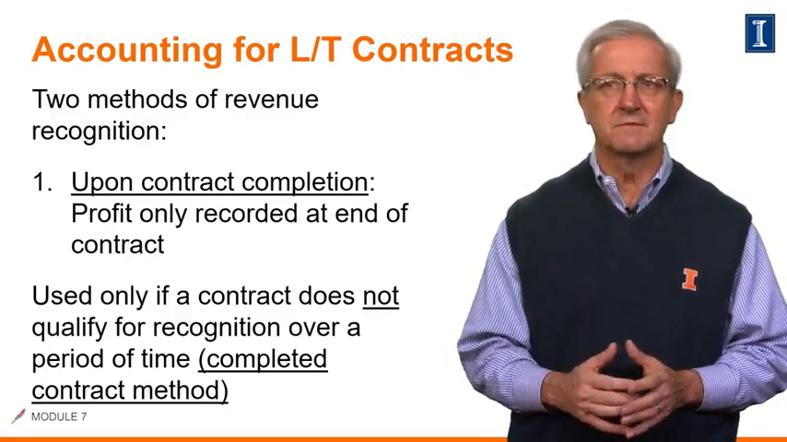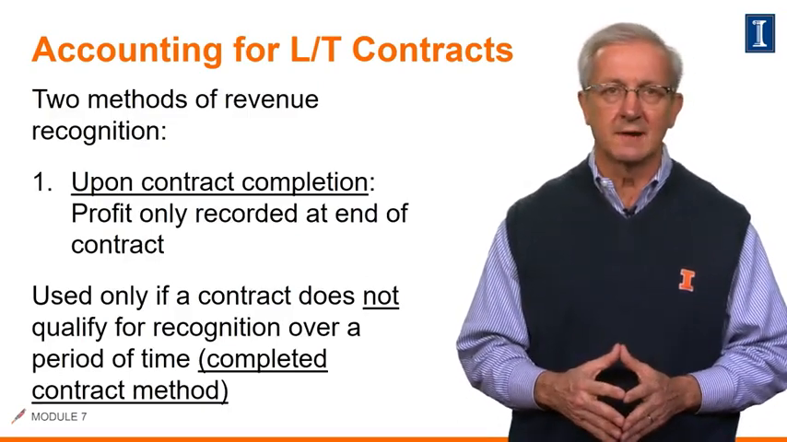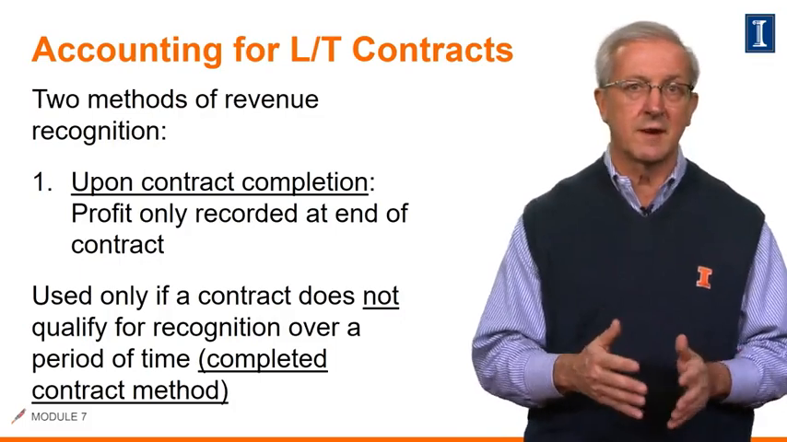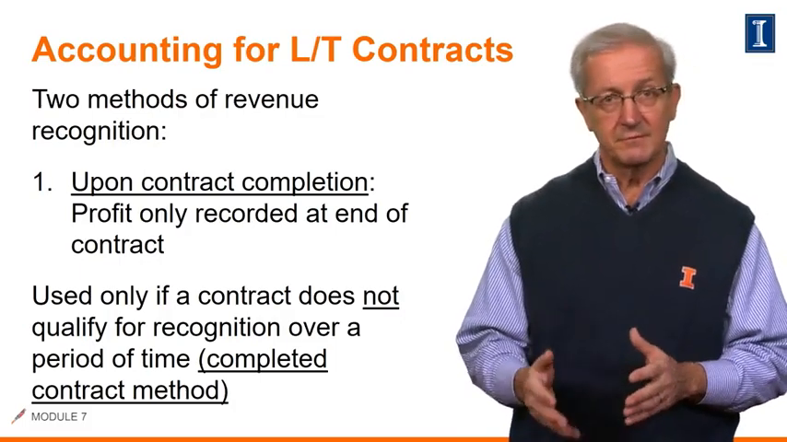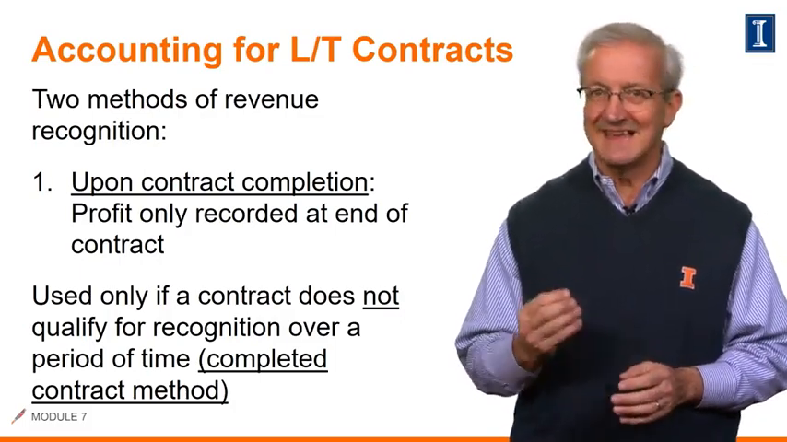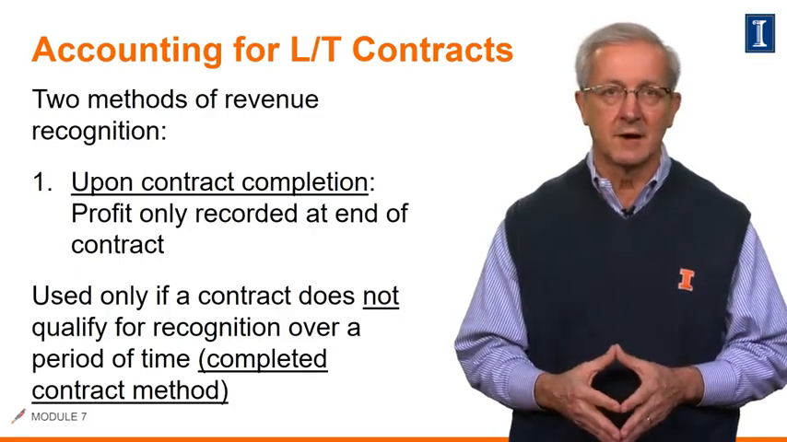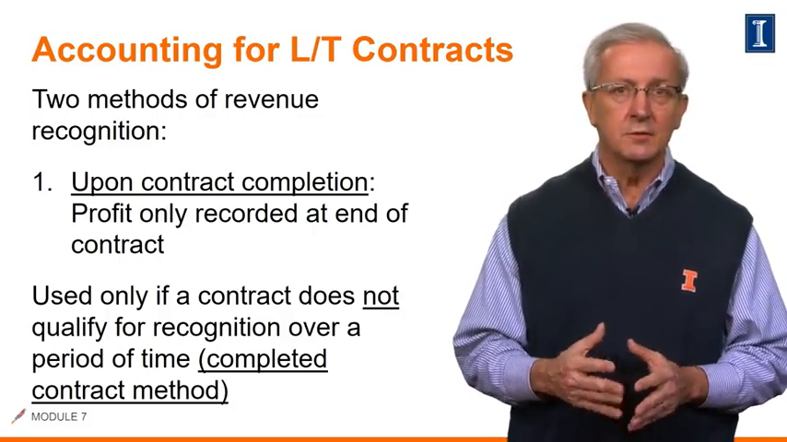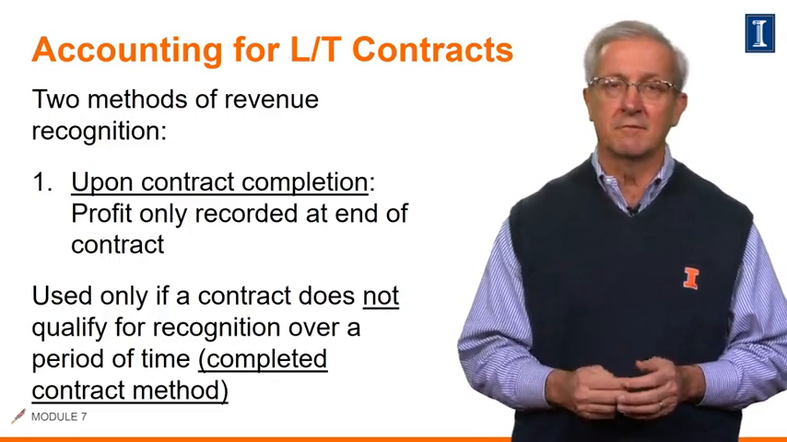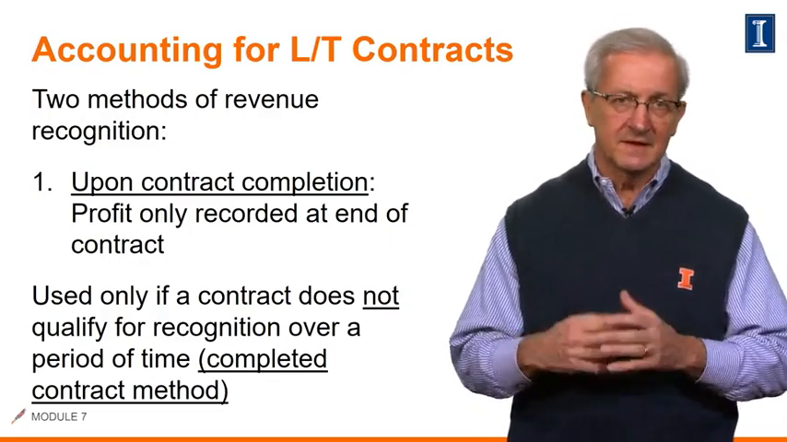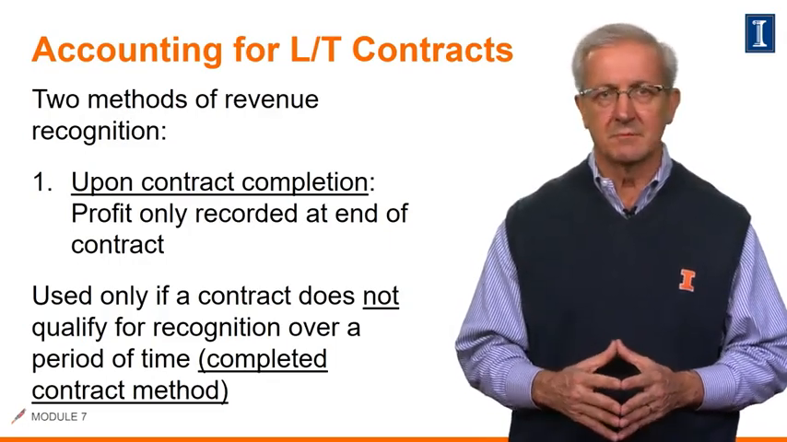So there are 2 methods of revenue recognition under long-term contracts. The first one is what we call upon contract completion. This is when the revenue and the profit is only recorded at the end of the contract, thus the term contract completion. It's used only if a contract does not qualify for recognition over time. So again, this one is truly called the completed contract method.